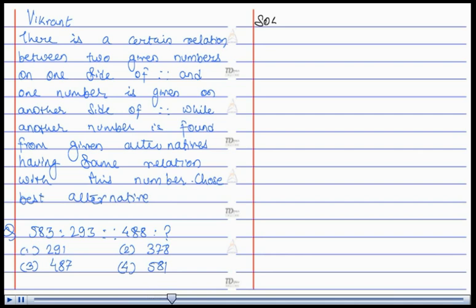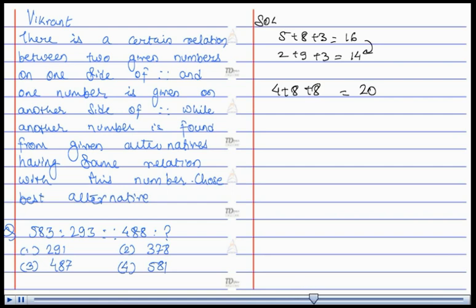If you look at the sum of the digits, we have 5 plus 8 plus 3, which is 8 plus 3 that is 11, 11 plus 5 that is 16, and 2 plus 9 plus 3 that is 14. So we have 16, which is 2 more than 14. And similarly, we have 4 plus 8 plus 8, that is 16 plus 4, that is 20.